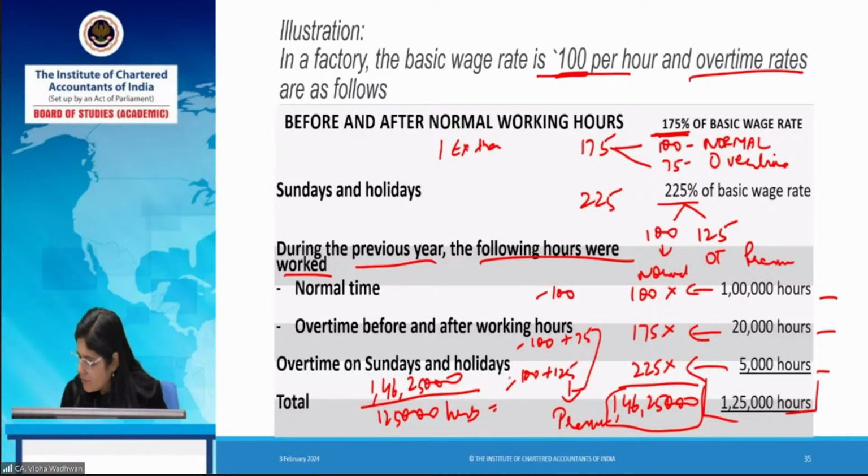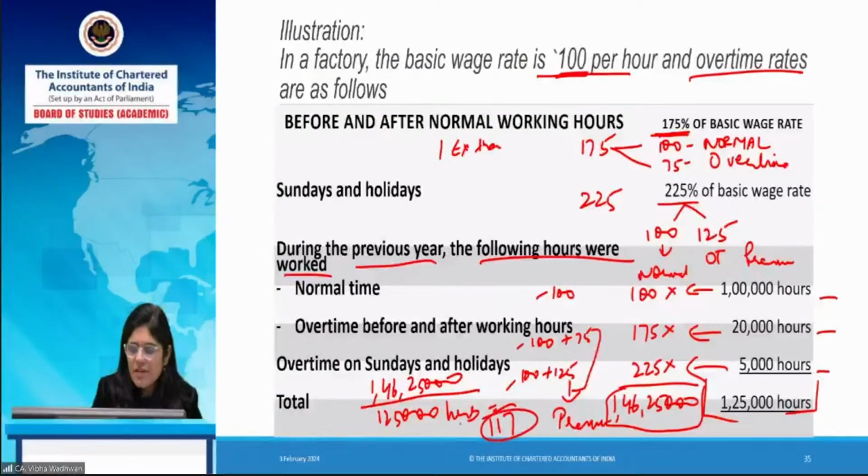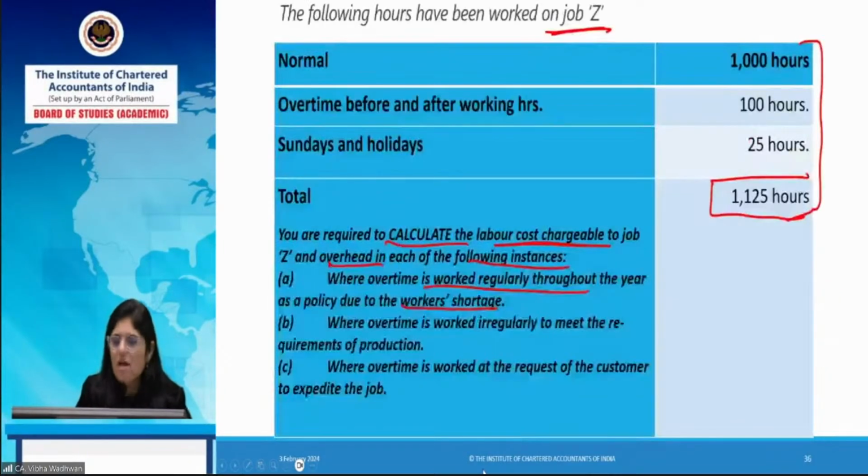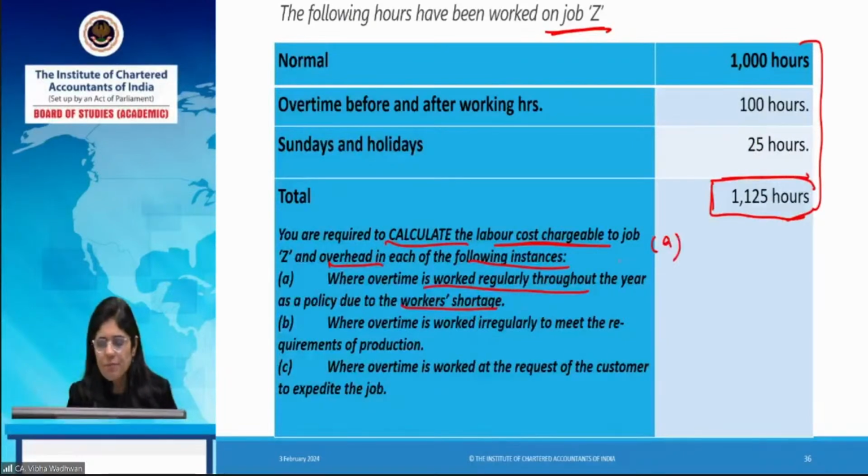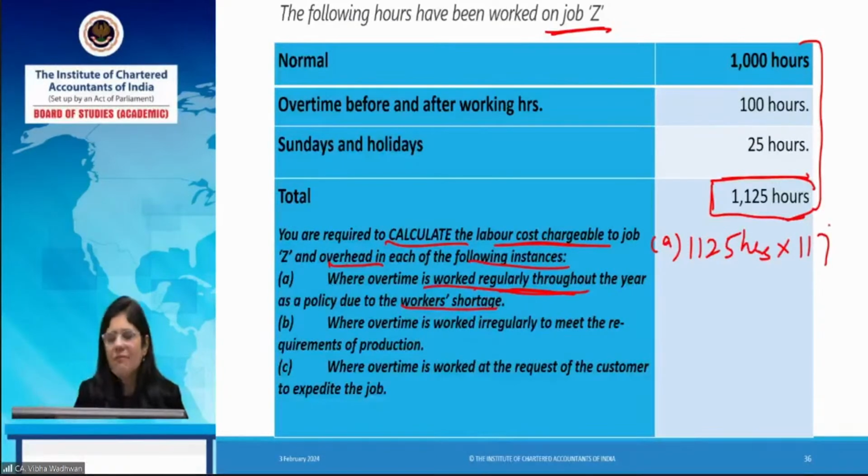Shall I calculate 146,25,000 divided by 125,000 hours? 117 is the average rate per hour. Average rate. Clear? So 1125. Now in case A, it's a normal thing, the overtime. So 1125 hours will be charged at the normal average rate.